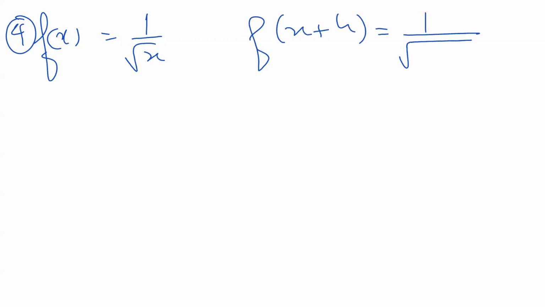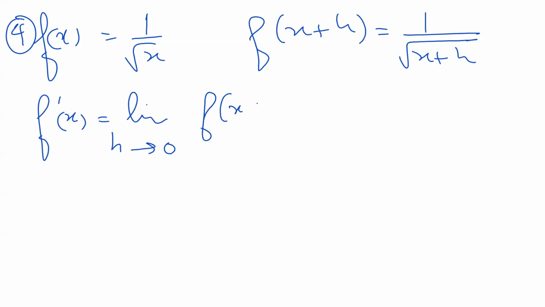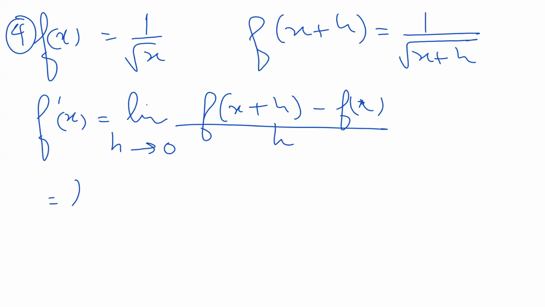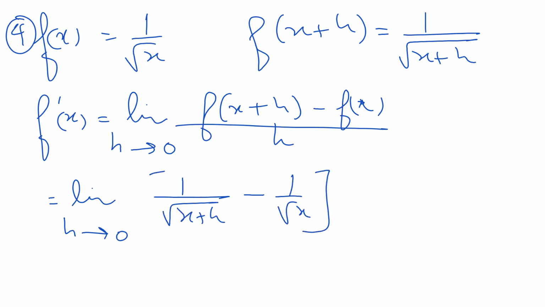Fourth question, f of x is equal to 1 upon root of x. F of x plus h is equal to 1 upon root of x plus h. Replace x with x plus h. Using first principle, f dash x is equal to limit h approaching 0, f of x plus h minus f of x upon h. So limit h approaching 0, f of x plus h is 1 upon root x plus h minus 1 upon root x divided by h. Why divided by h? This h is written as divided by h over.